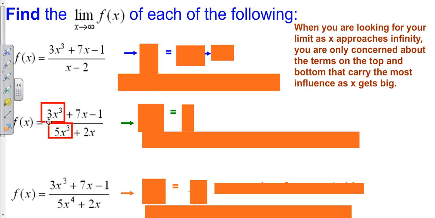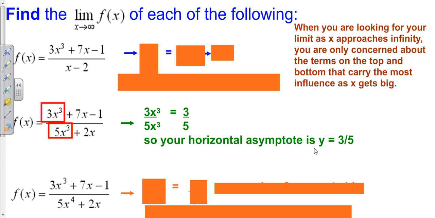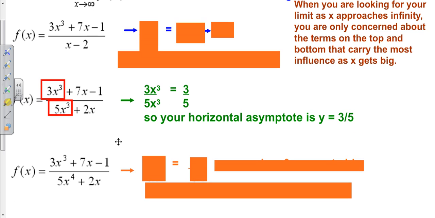So you'd look at the most influential on the top and the bottom, and then you decide, well, let's go ahead and simplify that down. The x cubes drop, and we get this. So we would have a horizontal asymptote for this particular function, and that would be y equals our number we got here of 3/5. When we look at the bottom one, once again, we look at the most influential over the most influential, because we're looking at only what happens as you go far to the right and far to the left when you put in really big numbers for x. We end up getting this here.